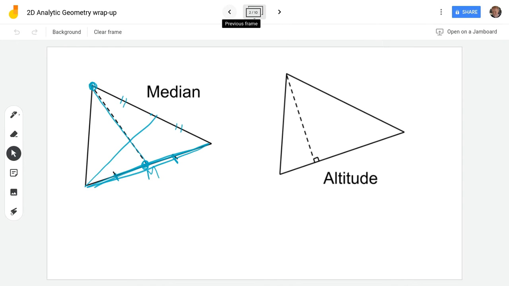Altitude. Altitude is also called the height. So when you've calculated, say, the area of the triangle, you've been working with the base and the height that meets at a 90-degree angle to the base. Well, that's actually called the altitude. So it goes from one vertex to the opposite side at a 90-degree angle. So again, we could have that on any of the sides. As long as it goes down and meets at a 90-degree angle, then that's the altitude.